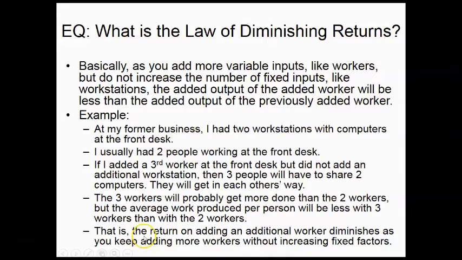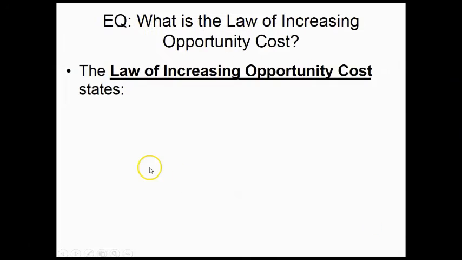So that is, the return on adding an additional worker diminishes as you keep adding more workers without increasing fixed factors. All right, now let's talk about the law of increasing opportunity cost.